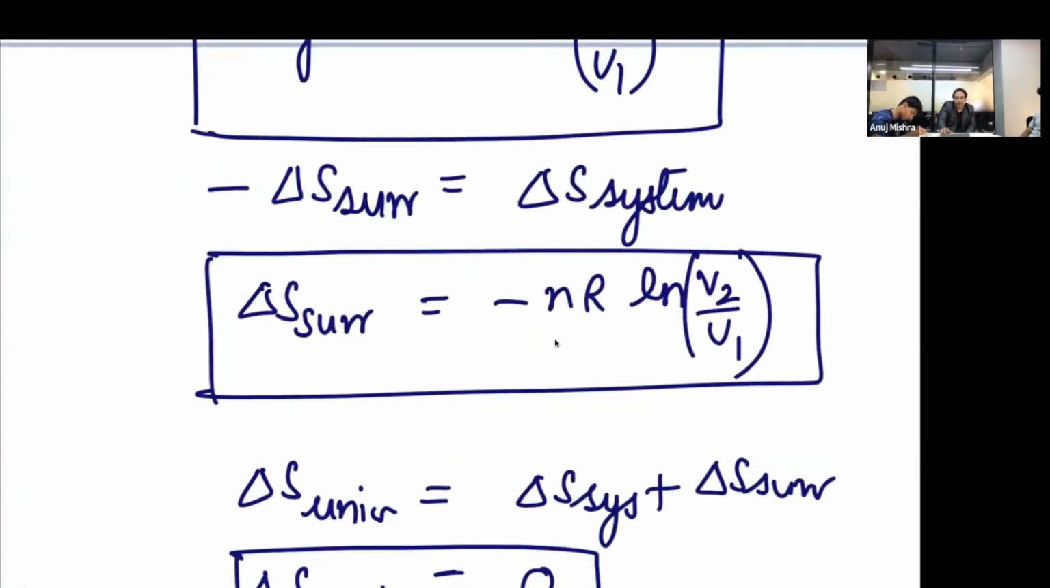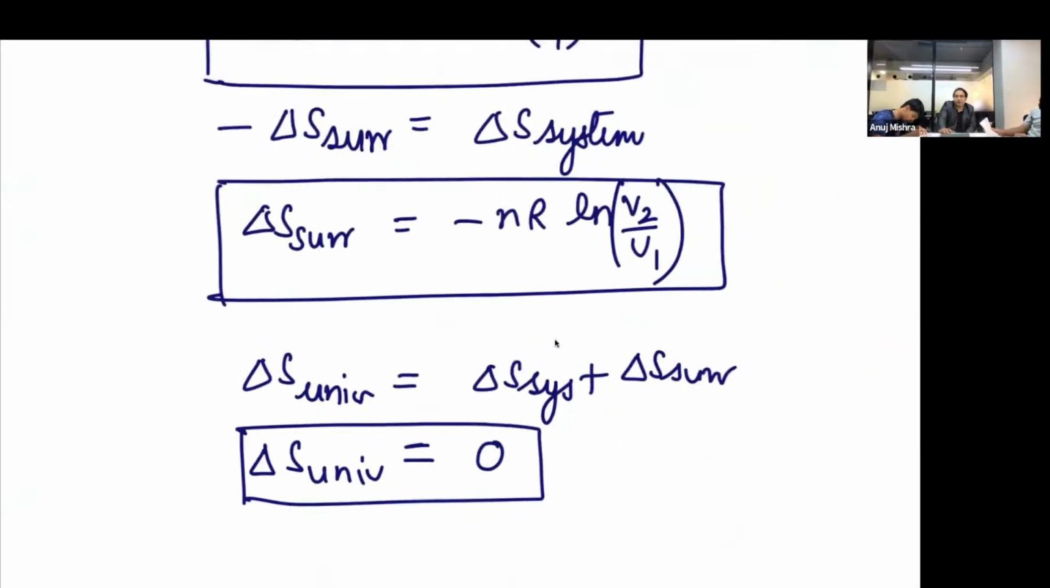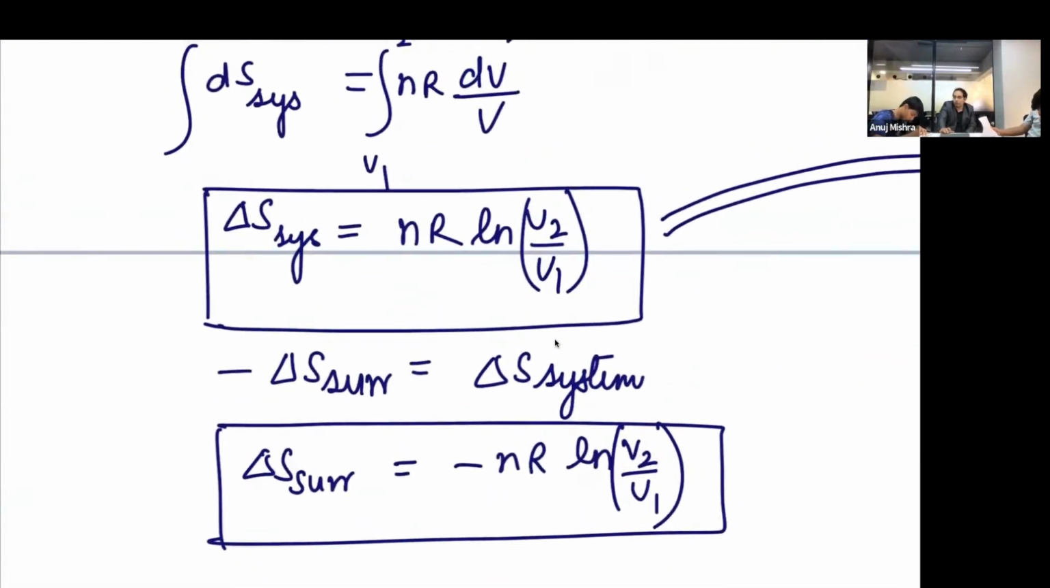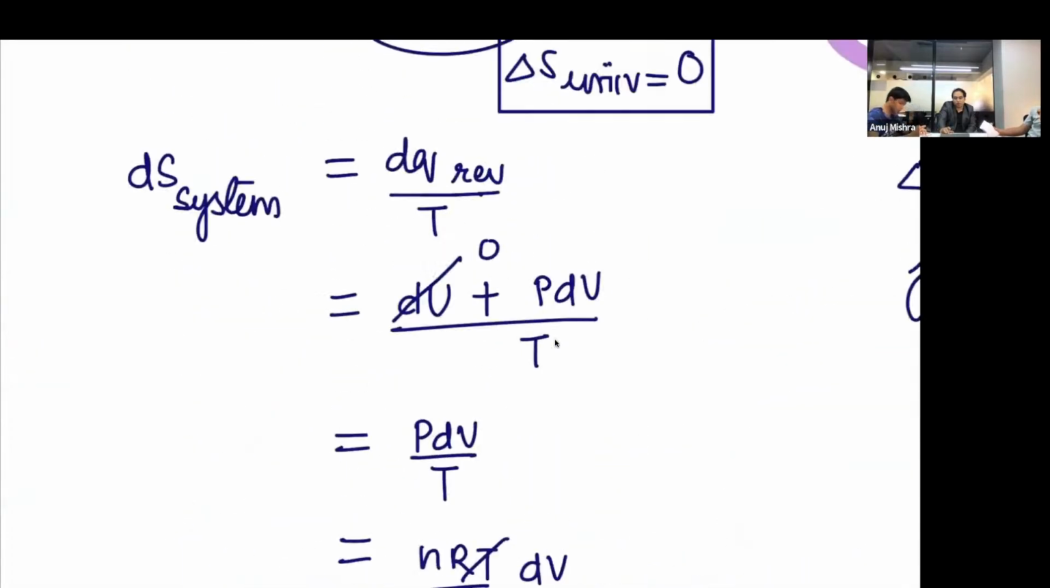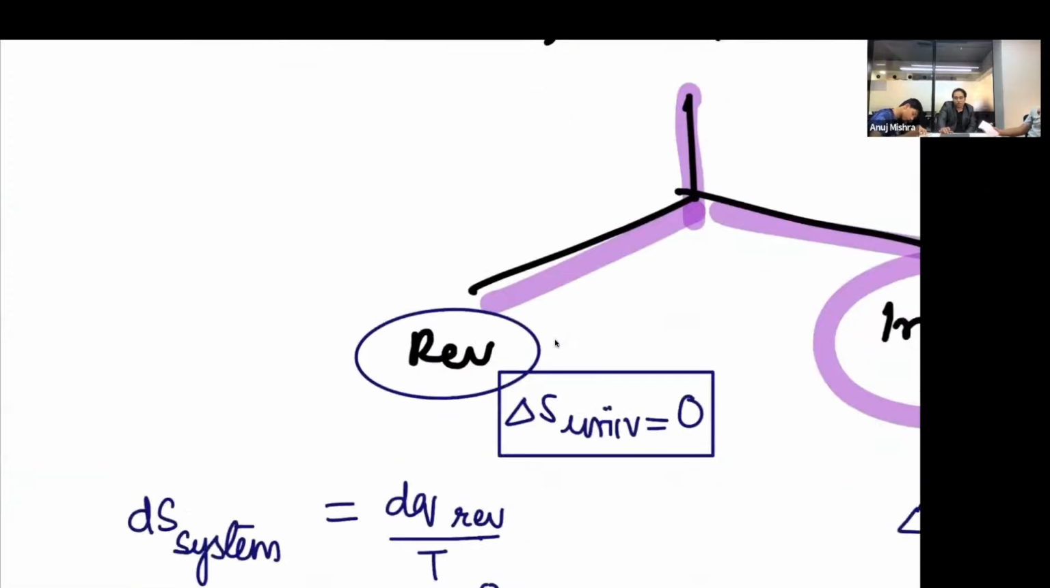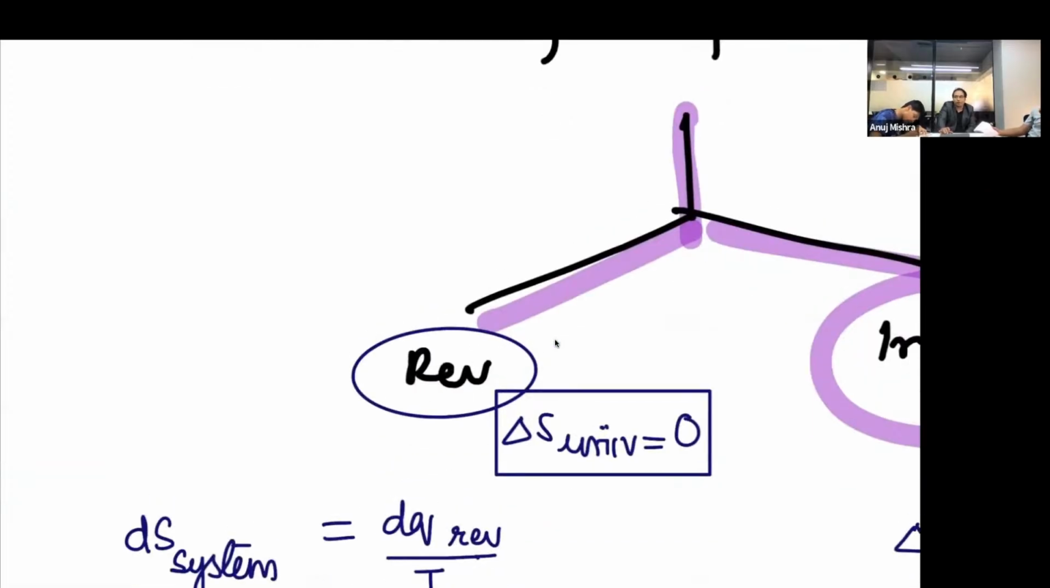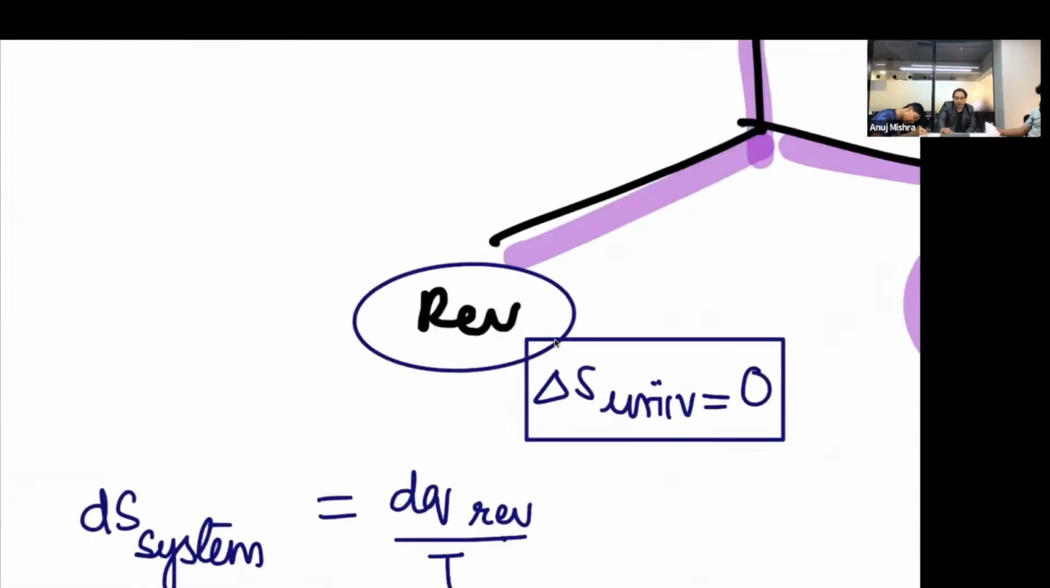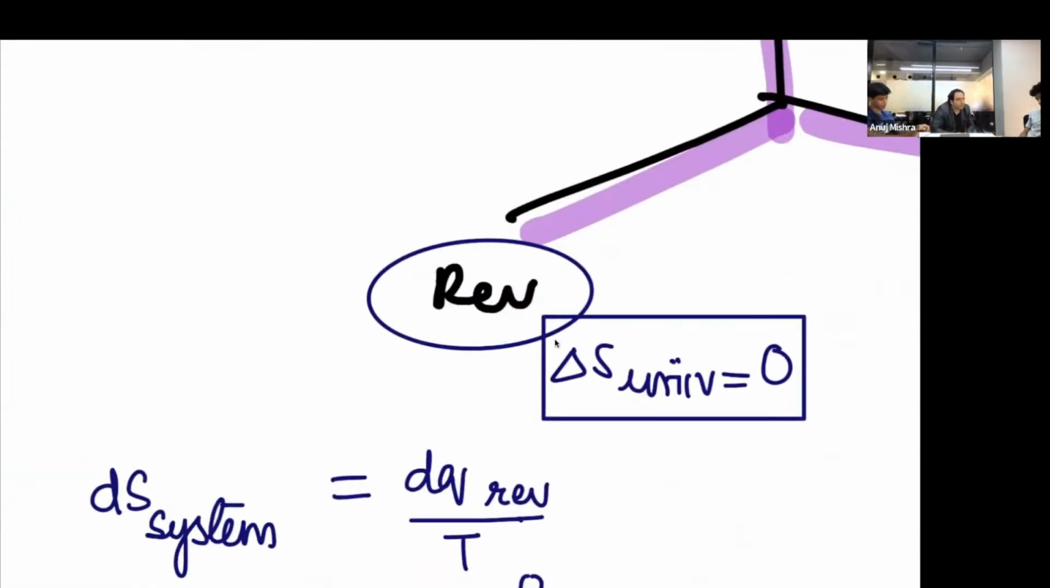Now see the next part. Minus delta surrounding was delta system. Delta surrounding is minus nR ln V2 by V1. Delta universe comes 0. First part is clear, everybody. पहले यहाँ तक कंफर्म हो गया. कोई प्रॉब्लम नहीं होता है. Any issues? Any problem? Any difficulty? No issues? अब irreversible try करो. सोचो कैसे निकाल सकते हो. Everybody clear? चलिए second part की तरफ बढ़ते हैं.